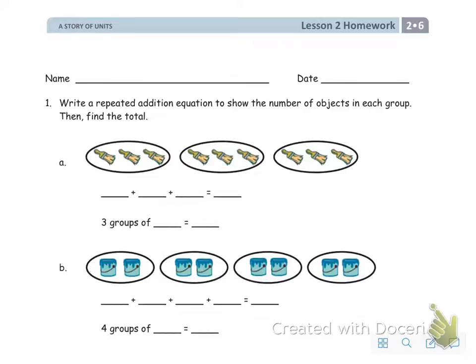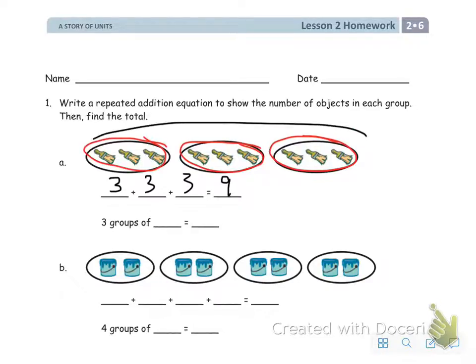Okay, so the homework is going to be very similar. Write a repeated addition equation to show the number of objects in each group, then find the total. So really, you just come in here and you count how many are in each group. So we've got 3 in that group, 3 in that group, and 3 in that group. So I know that if I come down here, it would just be 3 for the first group, 3 for the second group, 3 for the third group, and 3 plus 3 plus 3 is 9, because I see that I have 9 of these total, okay?